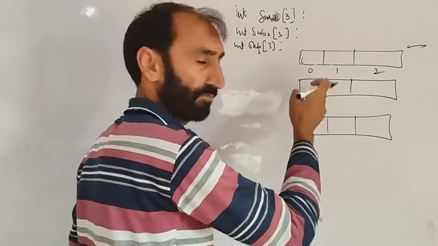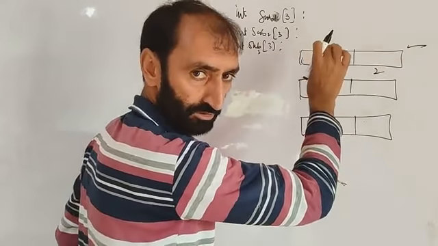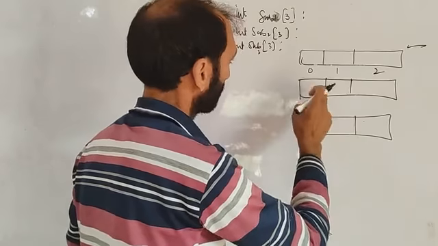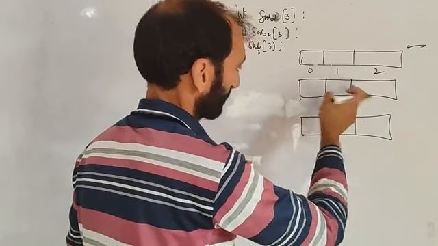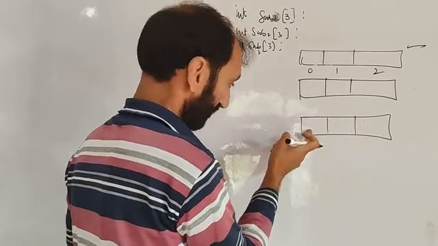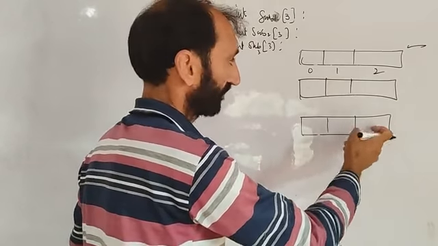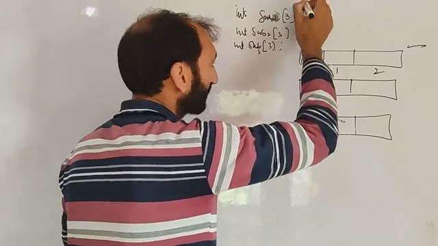Then the next subject, chemistry: computer science, then chemistry, student 1, student 2, student 3 for chemistry. Then physics, student 1, student 2 and student 3. That means I have to declare the 3 arrays.